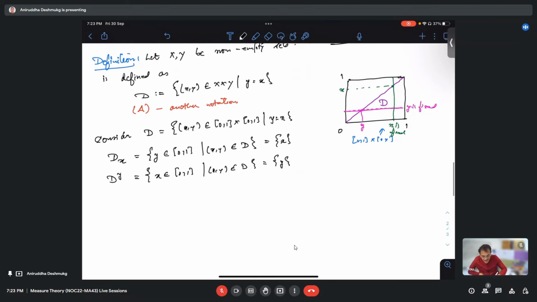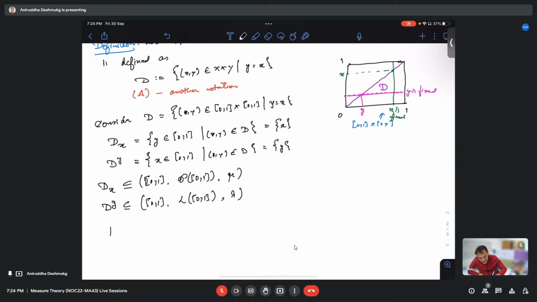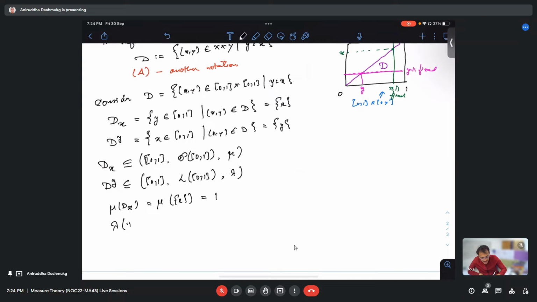But the thing is that when I say Dx, this is contained inside some different measure spaces. So let me write it properly. Dx is inside the y set, that means it is contained in 0, 1 with the power sigma algebra and the counting measure that I have defined. On the other hand, Dy is inside 0, 1, but here the sigma algebra is the Lebesgue sigma algebra of 0, 1 with the usual Lebesgue measure. Therefore, what is the measure of Dx? Measure of Dx is measure of a singleton set, which is 1 because it is a counting measure. But the measure of Dy is the length of the singleton set, which is 0.